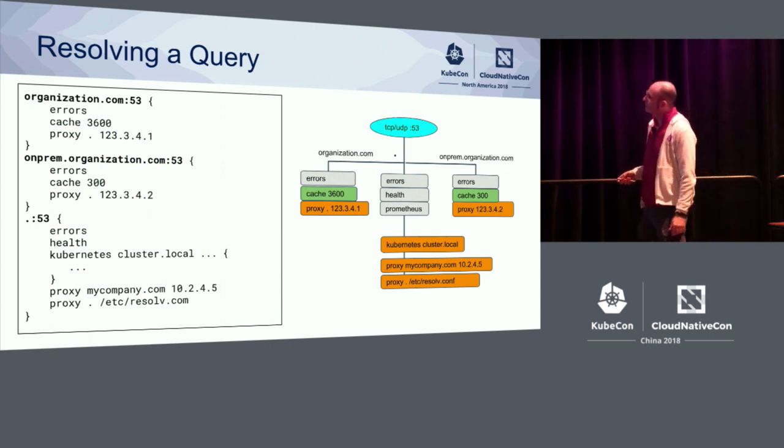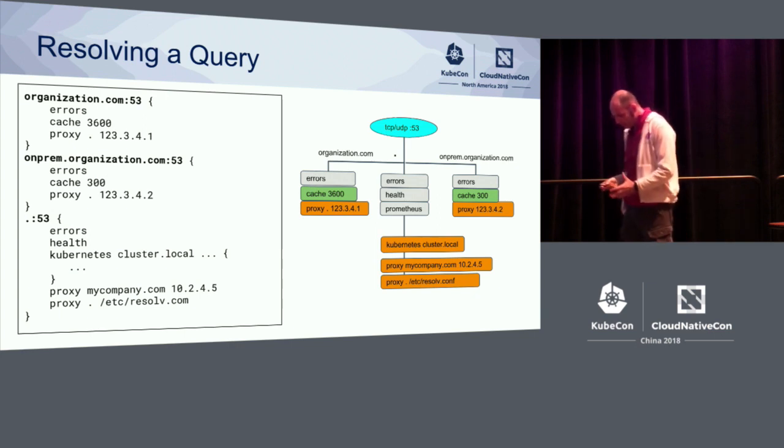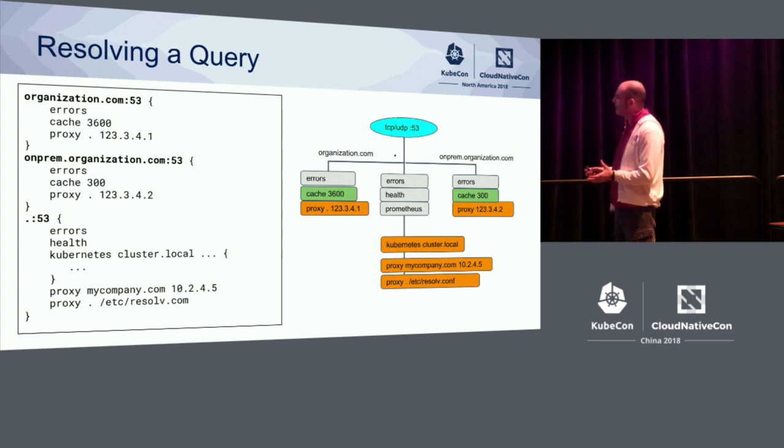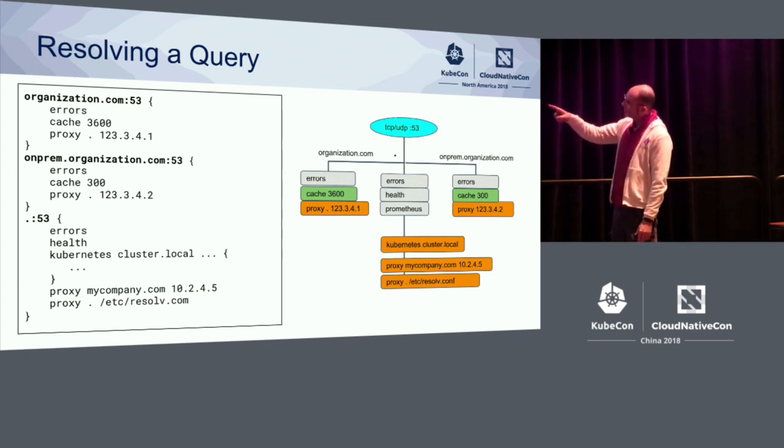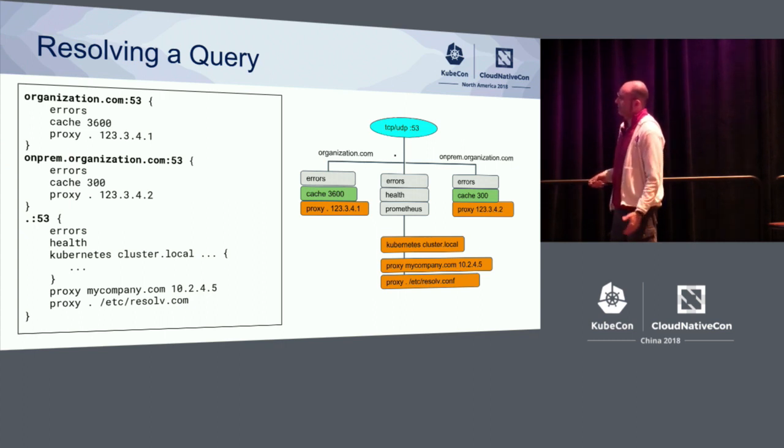Okay, next thing. Before we tune the configuration, we need to see how CoreDNS behaves and how it resolves a query. So I have on the left side a sample of a Corefile, and on the right, I have its meaning in terms of organization of the processing of queries.